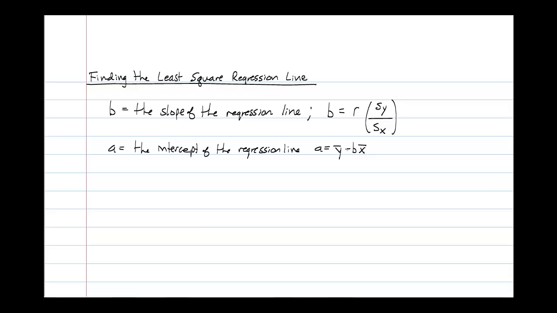Now these formulas are pretty nice. Basically this means that we don't have to calculate all those squared distances to find the least square regression line for a data set. Instead we can rely on these two equations.